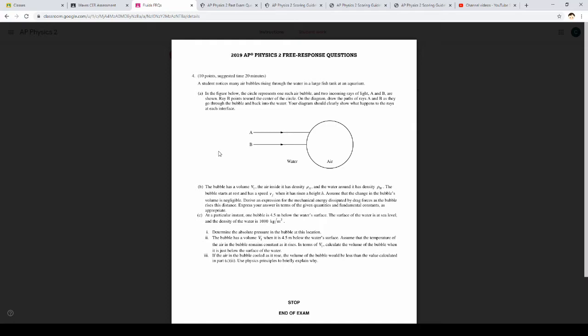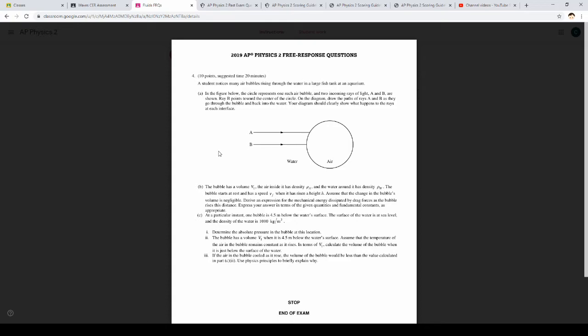Part C. At a particular instant, one bubble is 4.5 meters below the water surface. The surface of the water is at sea level, and the density of the water is 1,000 kilograms per cubic meter. Determine the absolute pressure of the bubble at this location. The bubble has a volume V1 when it is 4.5 meters below the water surface. Assume that the temperature of the air in the bubble remains constant as it rises. In terms of V1, calculate the volume of the bubble when it is just below the surface of the water.